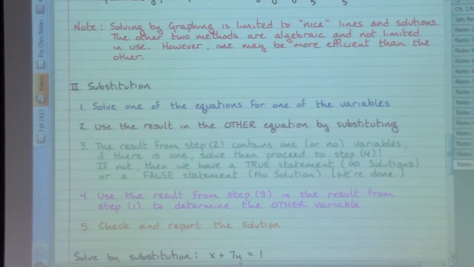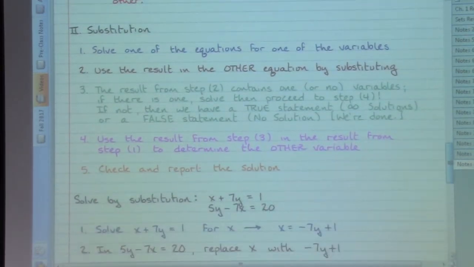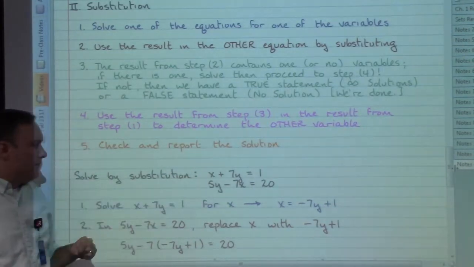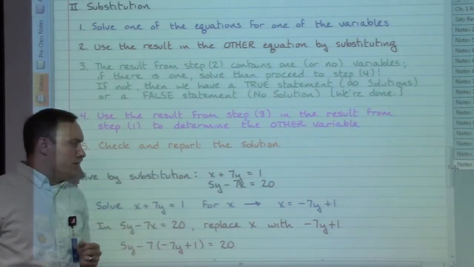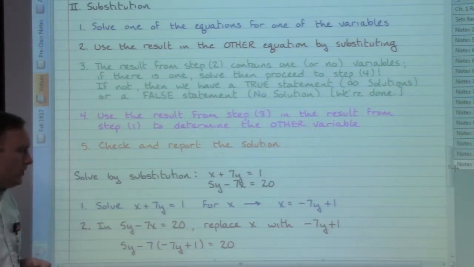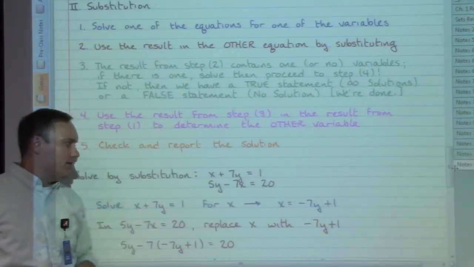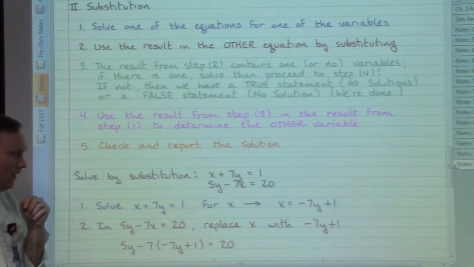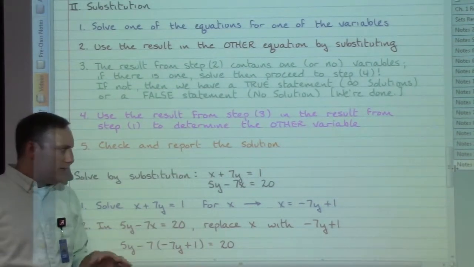Let's take a look at an example here while those descriptions are still on the screen so you can start to get a bit of a feel for what's going on. Let's say in this particular example with these equations, x plus 7y is equal to 1, 5y minus 7x is equal to 20.